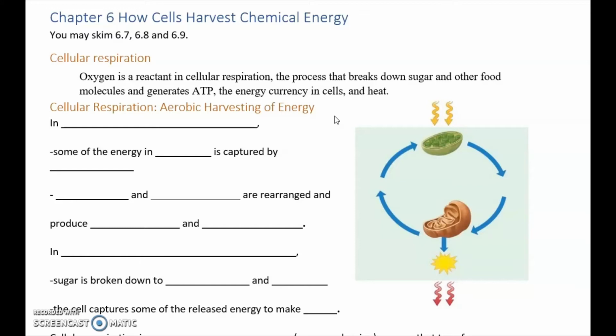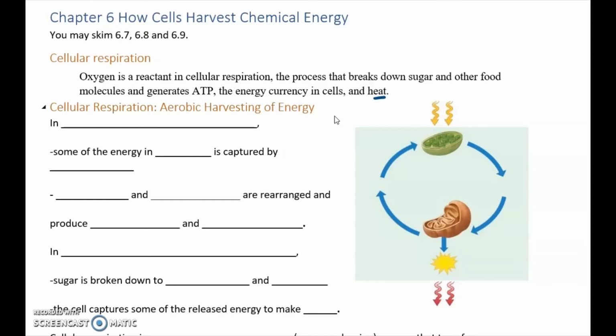Okay, so cellular respiration is different from respiration that you may have heard of before, respiration meaning breathing in and out. Cellular respiration is when the cell has respiration. So it takes oxygen and it breaks down sugar and other food molecules and generates ATP. ATP is the energy currency of the cell. So ATP is like a quarter. And every time you go past the toll gate, you have to pay a quarter. ATP is the quarter. And also, a byproduct of cellular respiration is going to be heat.